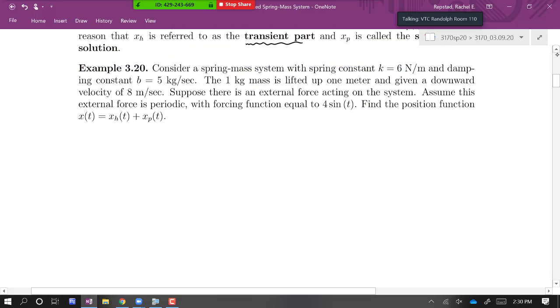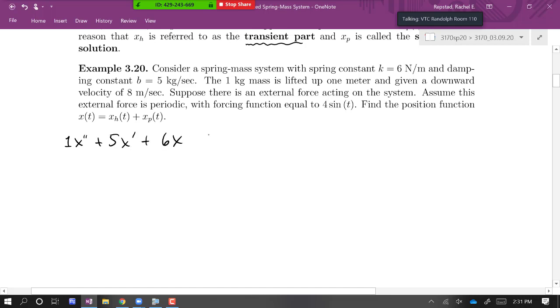So let's see. In this first example, we've got a spring mass system with a spring constant of 6 newtons per meter, a damping constant of 5 kilograms per second, and a 1 kilogram mass. If the mass is 1 kilogram, this gives us 1 times x double prime plus the damping constant, which is the coefficient on x prime. The damping constant is always proportional to the velocity, so that's 5x prime. And the spring constant is proportional to the displacement, so that's 6x.